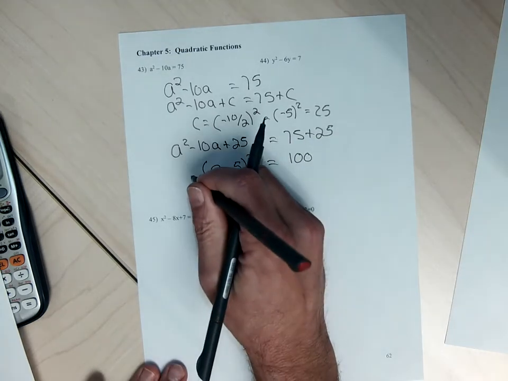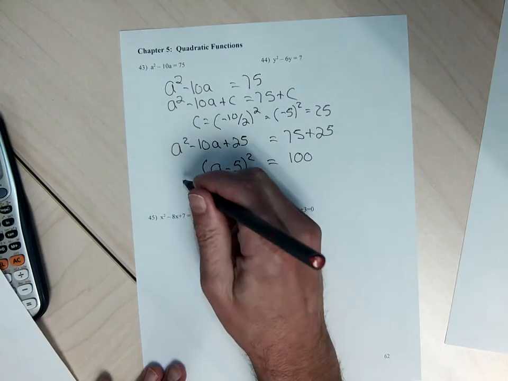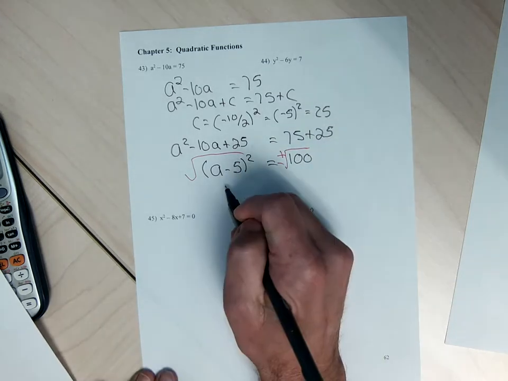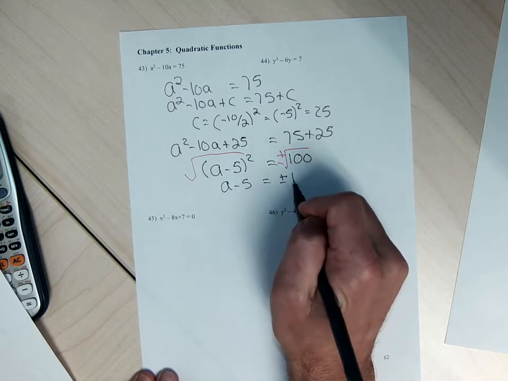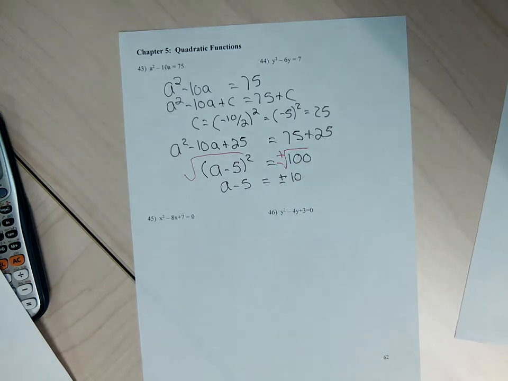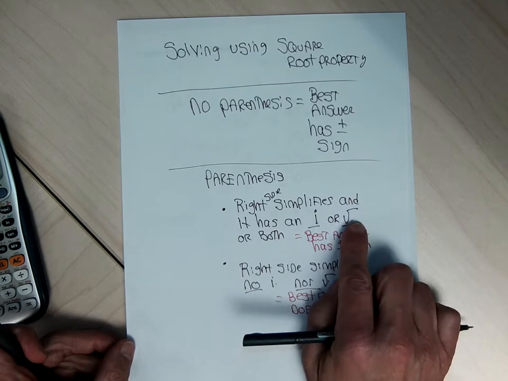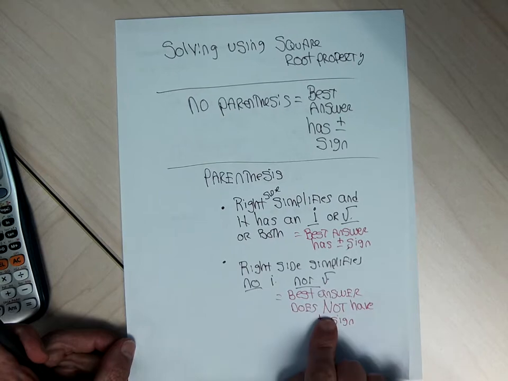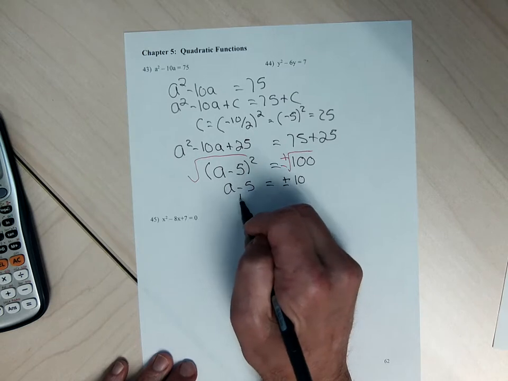And now solve by the square root property for step 5. Solve by square rooting plus or minus square rooting. So square root plus or minus square root. The left-hand side, I get a minus 5. I don't need my calculator to square root 100, but you're welcome to use your calculator. When I'm solving by square rooting plus or minus square rooting, if the right side had an i or a square root, I'd leave a plus or minus in my answer. If the right side doesn't have an i, doesn't have a square root, I shouldn't have a plus or minus in my answer. So I'm going to finish this up.